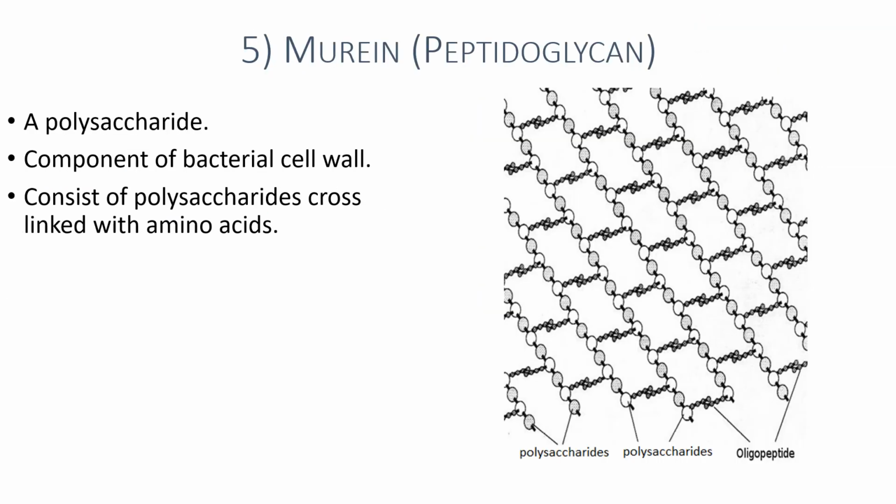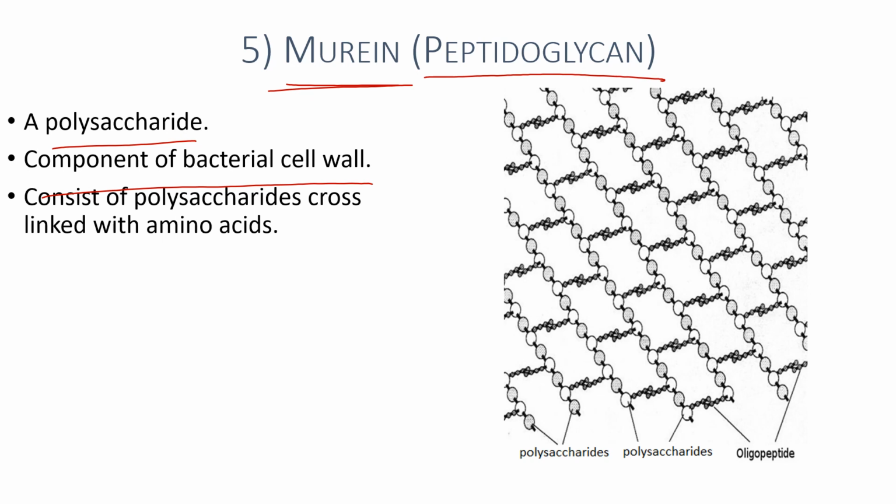The next polysaccharide is murein, or peptidoglycan. It is a polysaccharide. It is a component of the bacterial cell wall. Forgive me, earlier in the video, murein is actually the component of the bacterial cell wall.